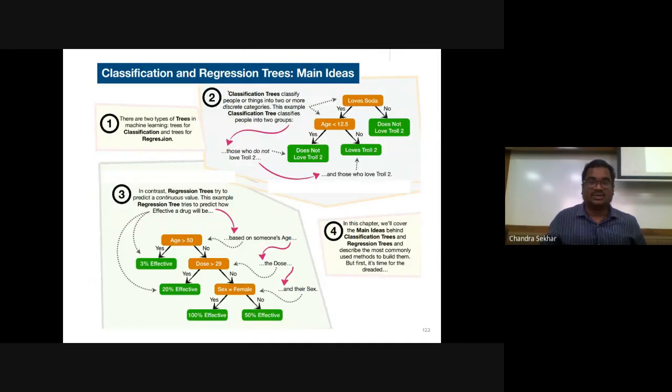So see here. Loves soda, yes, no. Age less than 12.5, yes, no. Then if it is yes, does not love Troll 2. Troll 2 is a movie. No, loves Troll 2, does not love Troll 2. So it is a two class problem with two features, right? This is how a decision tree works.